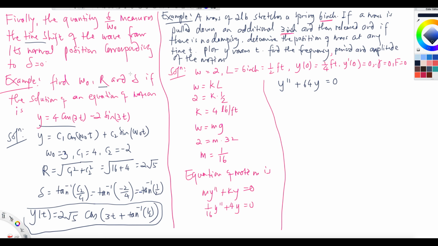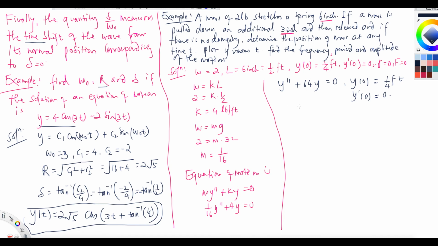Let me write down the initial condition. y at 0 is equal to 3 inches, that is 1/4 feet, and then y prime at 0 is equal to 0. This is what you get. Normally you need to write down the characteristic equation and find the value of lambda, and then write the final solution. But you don't need to do that here because we know the formula already.